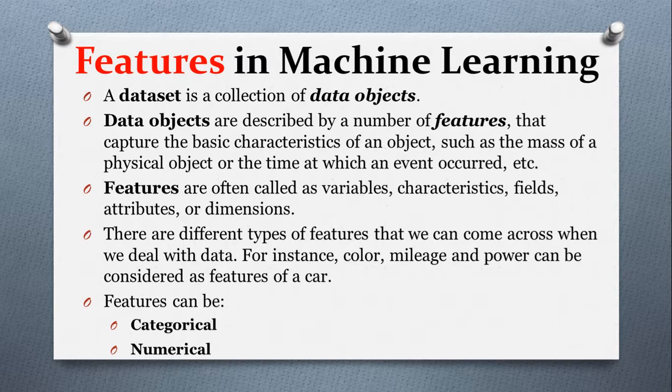There can be different types of features that we can come across when we deal with data. For instance, color, mileage, and power can be considered as features of the car dataset. Now, features can be categorical or numerical. Confusing, isn't it? It was all theory. So let's have a look at an example so that we can visualize things better.